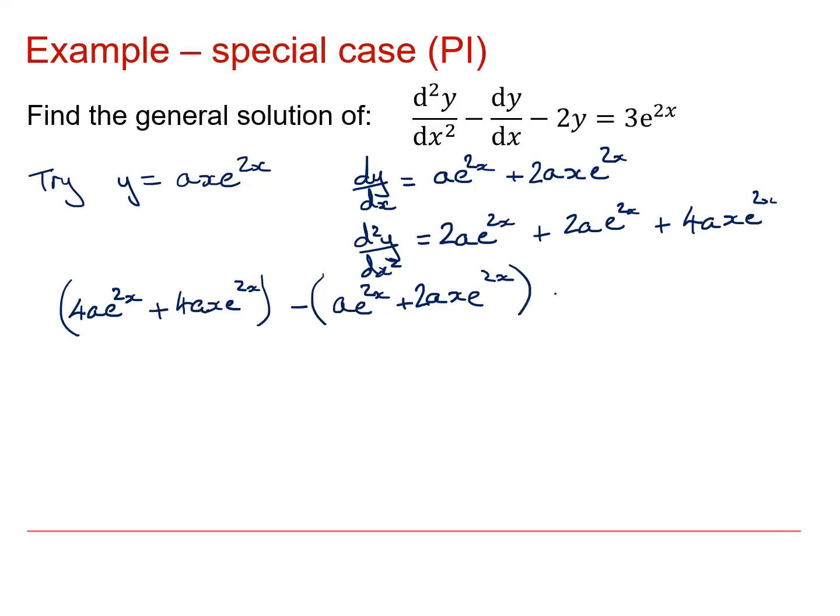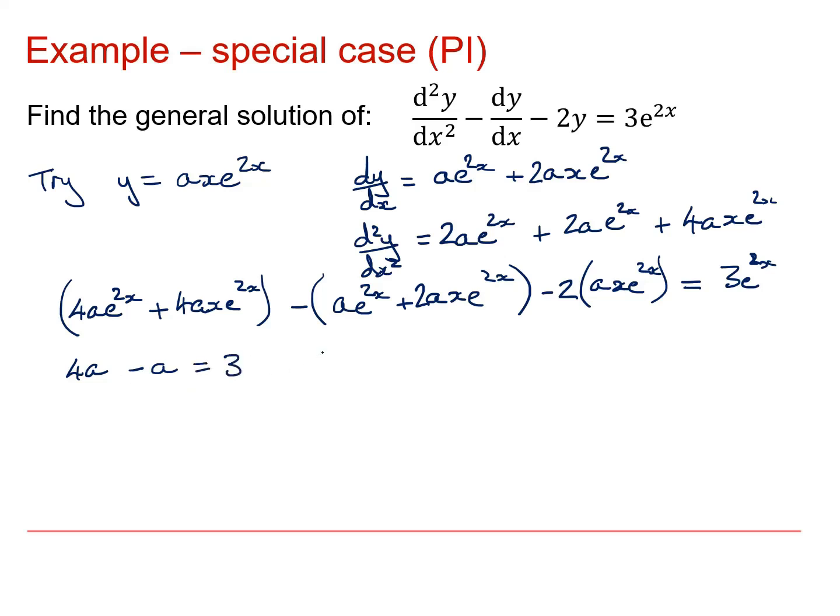And then I'm going to get a minus 2 lots of ax e to the 2x. And that's all got to come out to be 3e to the 2x. So if I look at the things that just have e to the 2x's in, I'm going to get 4a from this bracket, minus a from this bracket, and nothing from this bracket at the end. And that's equal to 3.